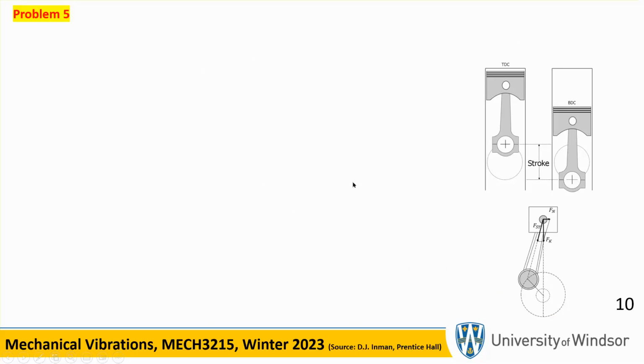Let's go to problem 5. So we have a single cylinder engine here, and the concept of top dead center means where the piston reaches maximum height, and bottom dead center is when the piston reaches its lowest height. This is called the stroke. Top dead center, bottom dead center, stroke, which is basically twice the radius of the crank. Okay, so you can see that.